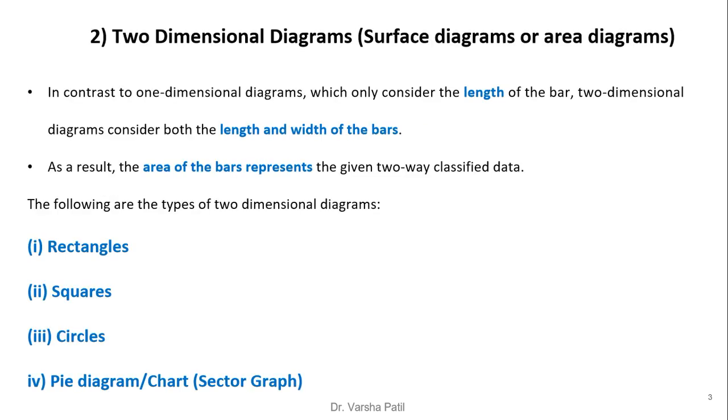Two-dimensional diagrams. It is also called surface diagram or area diagrams. In contrast to one-dimensional diagrams, which only consider the length of the bar, two-dimensional diagram consider both length and width of the bar. As a result, the area of the bar represents the given two-way classified data. The following are the types of two-dimensional diagram: rectangle, square, circle, pie diagram or pie chart, also called a sector graph.